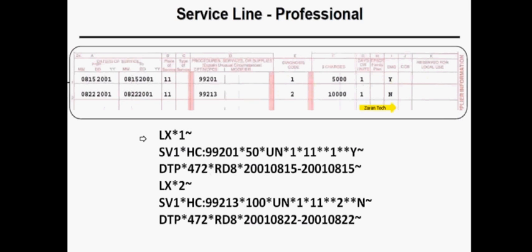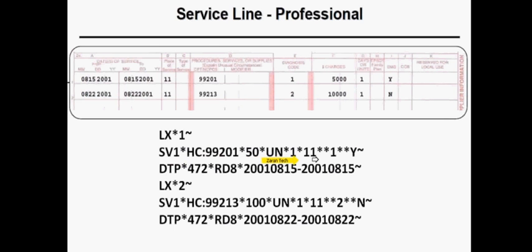Since there are 2 lines here, we got LX1 and LX2. That's simple. Then service SV1. Remember SV1, SV2, SV3: SV1 is for professional, SV2 is for institutional. The healthcare procedure codes are represented by HC:99201. That's the convention. And here 50 is your charges. That means for the first time they charged $50 and the second one they charged $100. UN stands for units, and the number of units is 1.